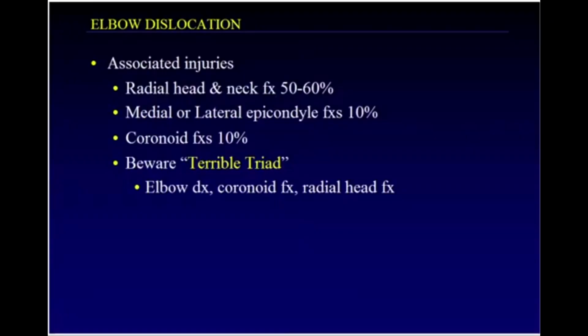Associated injuries with elbow dislocations are actually the rule rather than the exception. You can have radial head and neck fractures, medial and lateral epicondyle fractures in up to 50 to 60%, and coronoid fractures. You especially want to be aware of the so-called terrible triad of the elbow, which consists of an elbow dislocation with an associated coronoid fracture and a radial head fracture. Those will require operative intervention.